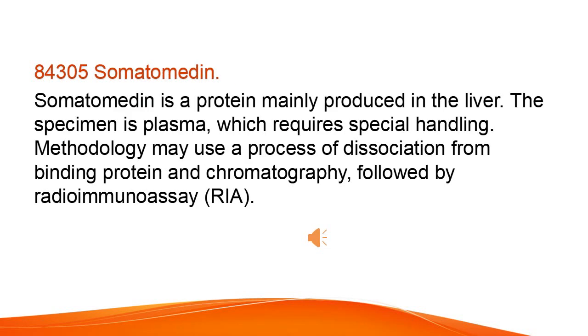Somatomedin. Somatomedin is a protein mainly produced in the liver. The specimen is plasma, which requires special handling. Methodology may use a process of dissociation from binding protein and chromatography, followed by radioimmunoassay, RIA.